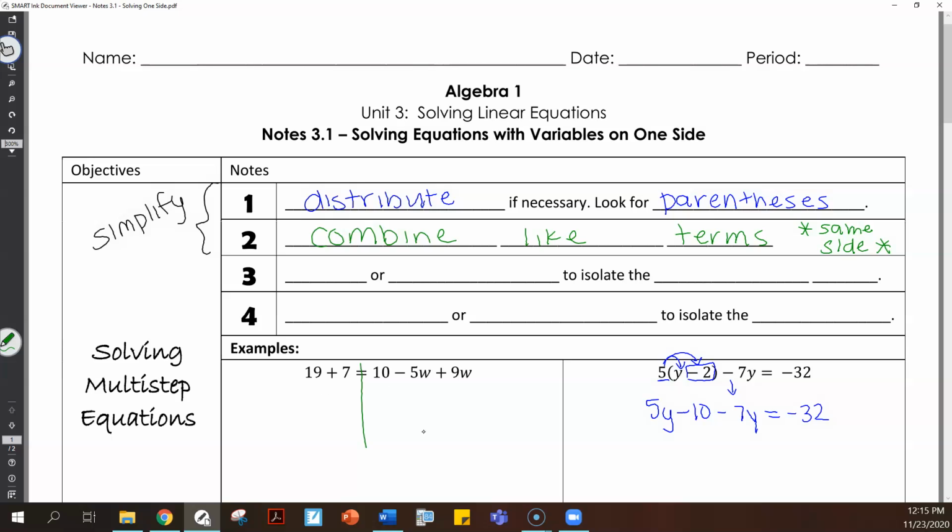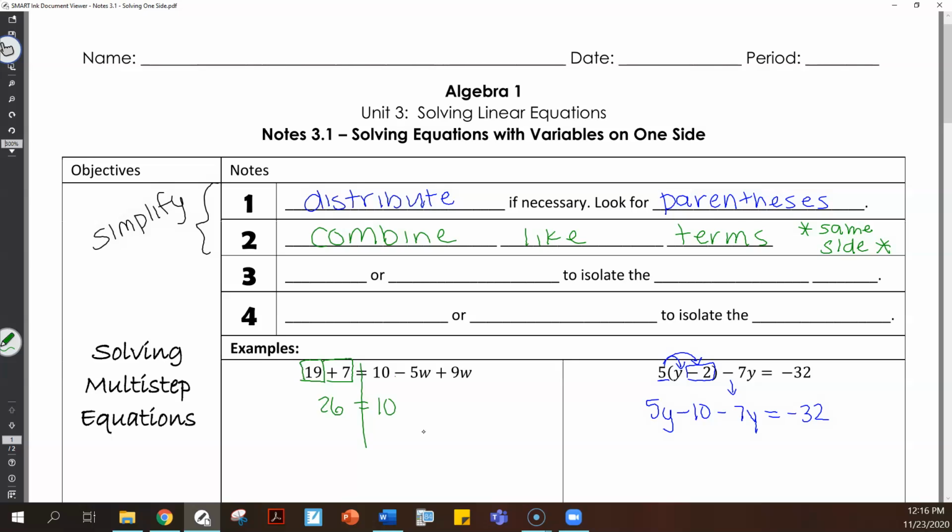So I'm going to look on the left side and I'm going to say, all right, 19 and 7 are both regular constant numbers. They don't have variables. I can combine those two together. So I do 19 plus 7, and I'm going to get 26 on that side. Okay. I'm going to look on the right side, and I'm going to see if there's anything I can combine there. Well, the first thing I see is 10. 10 doesn't have any variables, but there's no other numbers over here that don't have variables. So 10 is going to come down.